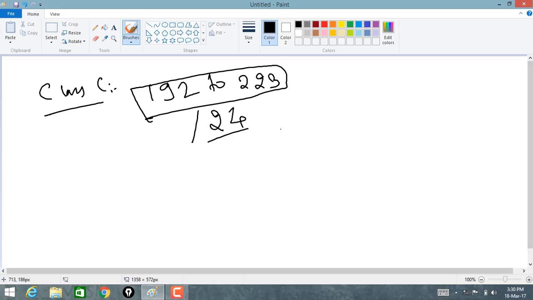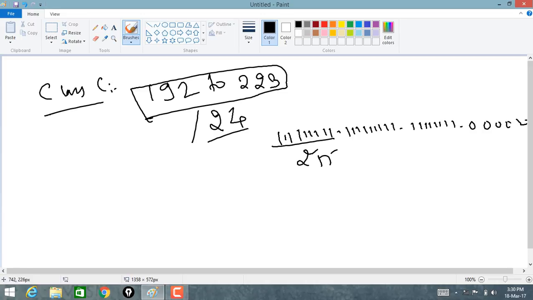So 1 2 3 4 5 6 7 8, 1 2 3 4 5 6 7 8, 1 2 3 4 5 6 7 8, then 0. This is the binary value, and in decimal it is 255.255.255.0. So how many ones are there? These are the network bits, altogether 24.